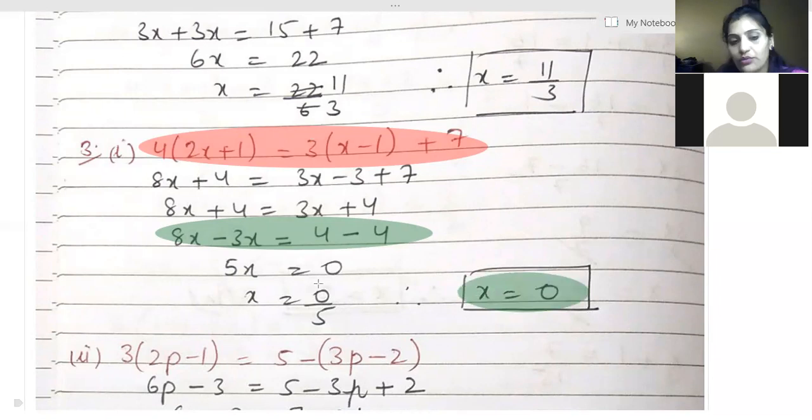So x comes out to be 0. Now we will move on to its second part. Second part is saying 3.